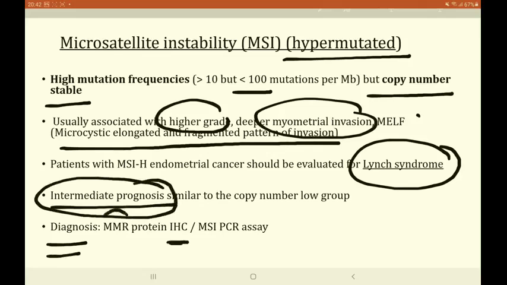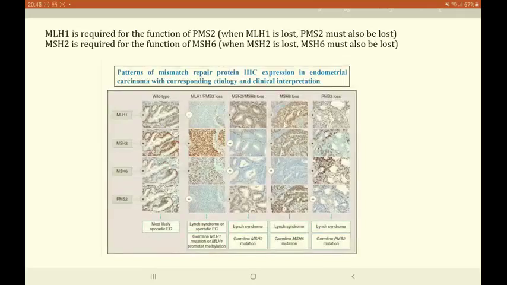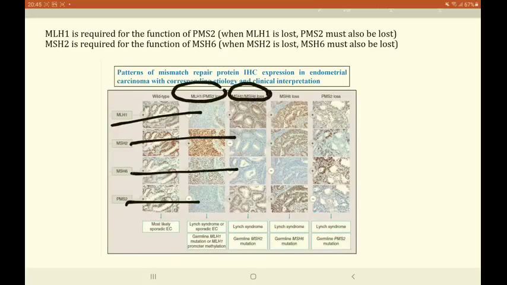The diagnosis is either by IHC, in which case we look for the mismatch repair proteins, or via the polymerase chain reaction assay, in which case we look for microsatellite instability. The mismatch repair protein IHC expression can be seen in the form of MLH1 and PMS2 loss, or in the form of MSH2 and MSH6 loss, or it can come as MSH6 loss or PMS2 loss.